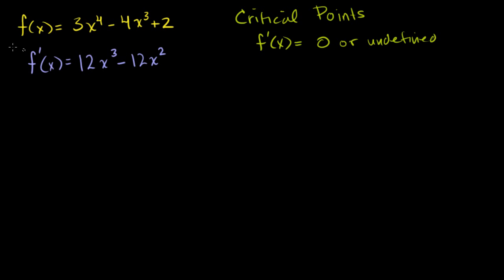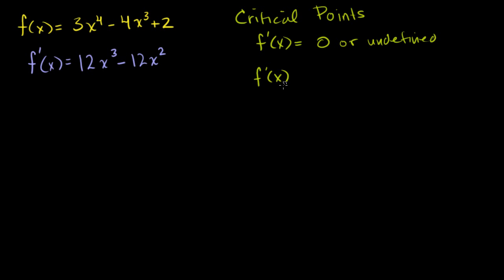So let's figure out the critical points. The critical points are where this thing is either going to be equal to 0 or it's undefined. Now, I could look over the entire domain of real numbers, and this thing is defined pretty much anywhere. I could put any number here, and it's not going to blow up. It's going to give me an answer. So it's defined everywhere. So let's just figure out where f prime of x is equal to 0.